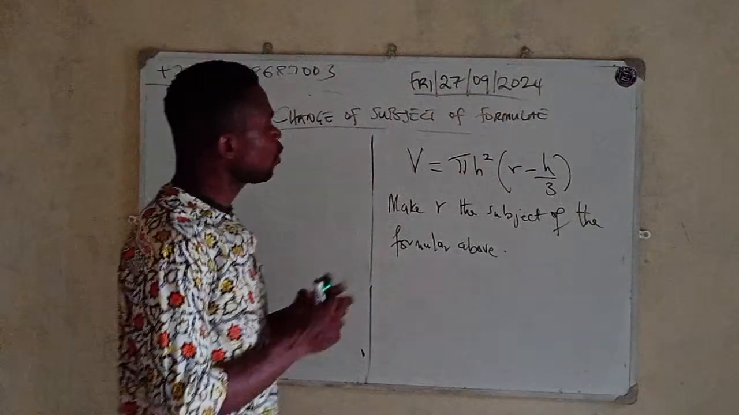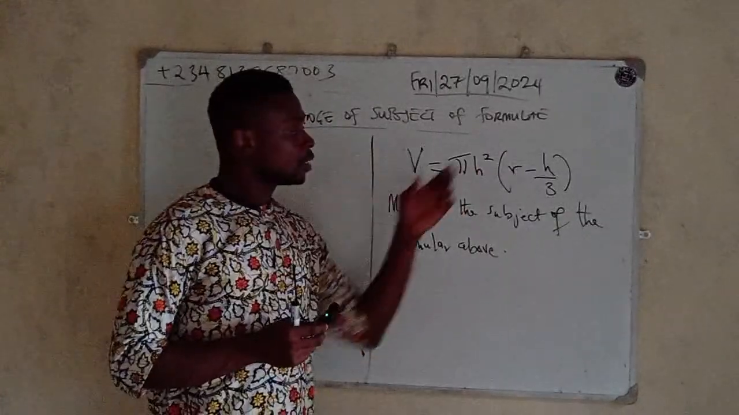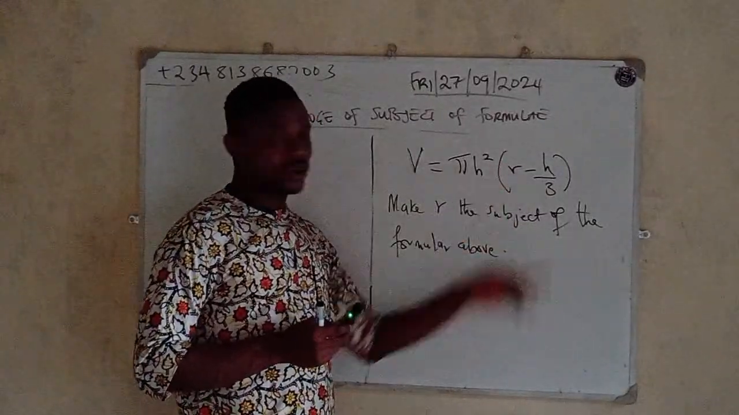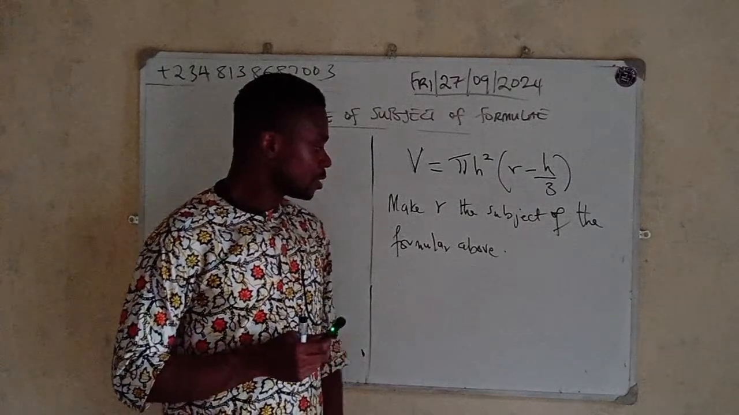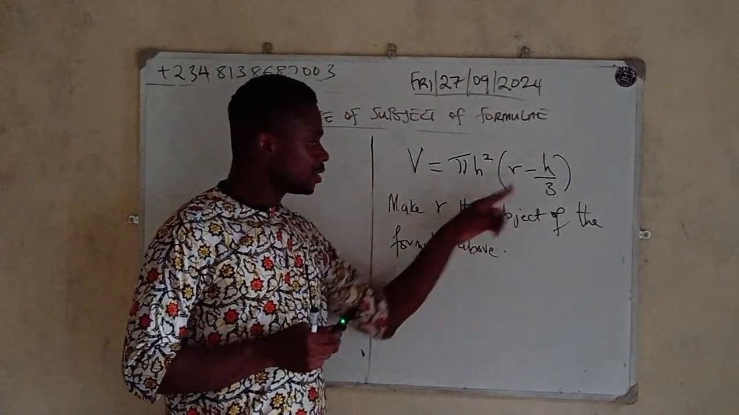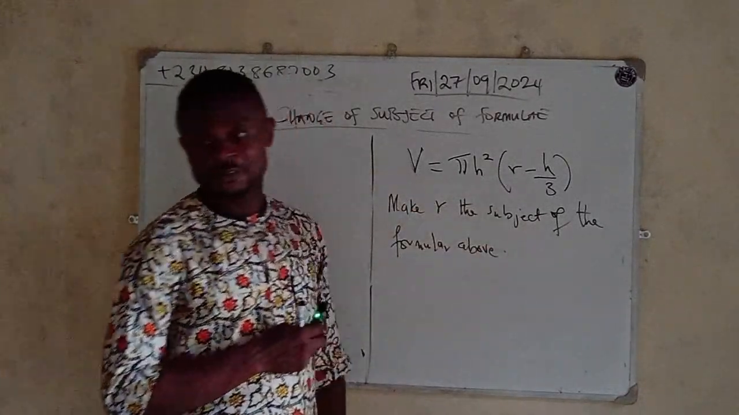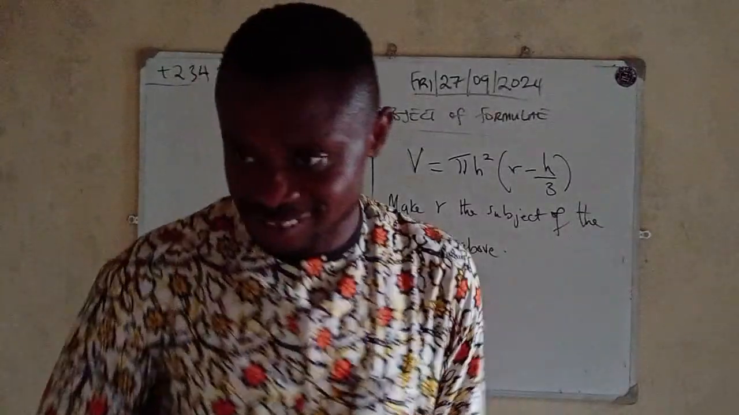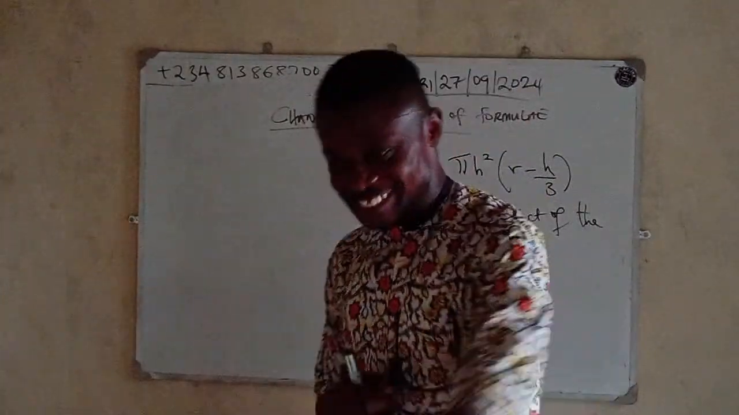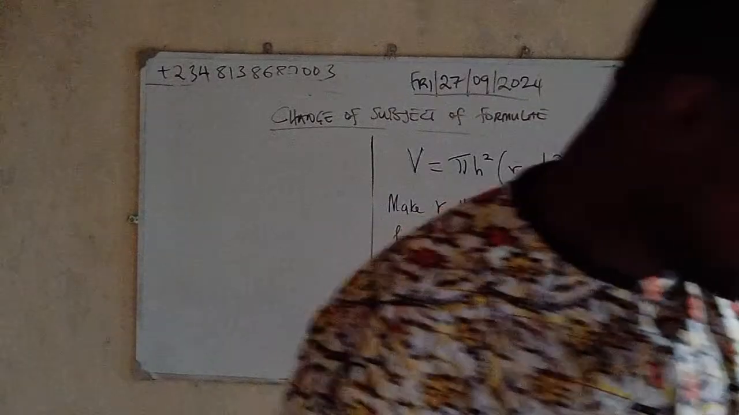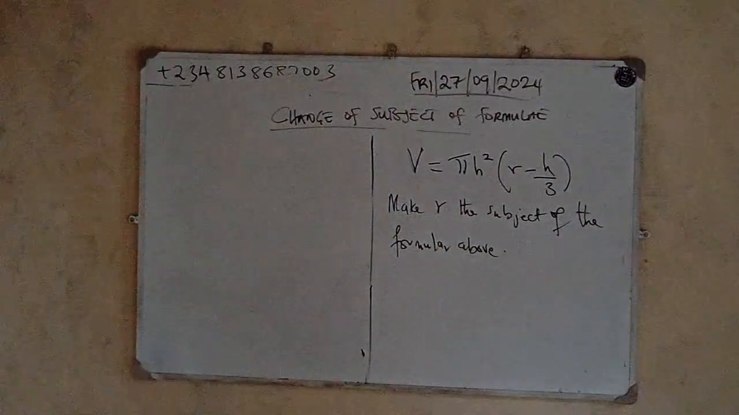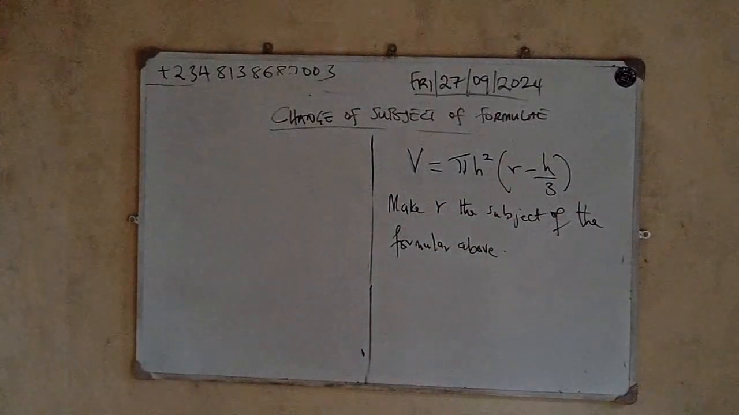V is equal to pi h squared, in bracket, we have r minus h over 3. Make r the subject of the formula. We have 2 minutes. 2 minutes, fast. Try. Don't give up before you start. Try.